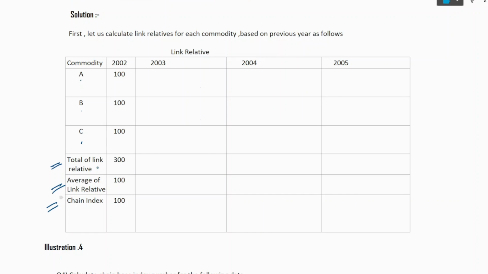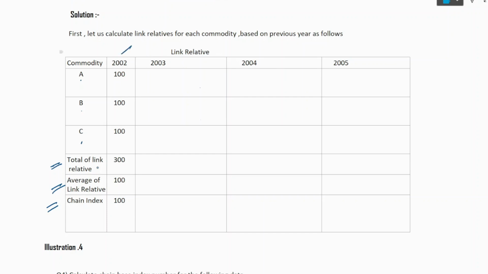Here the column construction itself is different. Therefore, you want to draw it and learn how to construct these columns first. How many columns are there in that table? First the commodity. Suppose it is A, B, C, 3 rows. Otherwise if D is there, you have to add D also. After D, it is total of link relative, then average of link relative, then chain based index number.